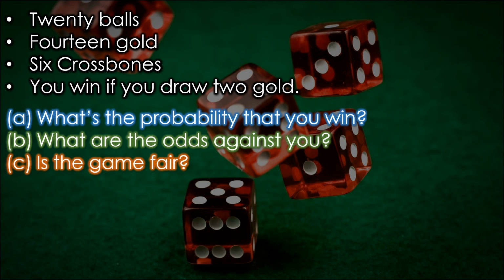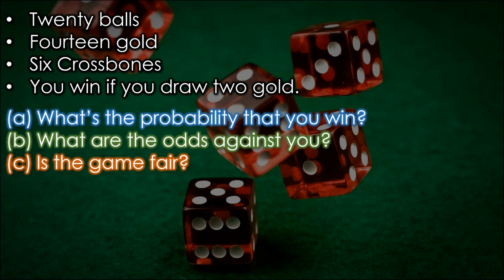Okay, so 20 balls, 14 gold, and 6 crossbones. You win if you draw 2 gold out. What's the probability that you win? I encourage you to pause the video here and take a moment to see if you can work this out, because you have all of the tools to be able to work this out. What is the probability that we win?